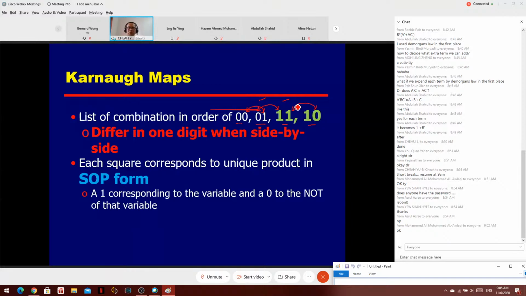And then each square that we want to draw, we have to represent the terms in sum of products. That's very important also. It must be represented in sum of products, which means it must appear in this format: A, B, C, or A, not B, C, or something like that. So it must be in that format.